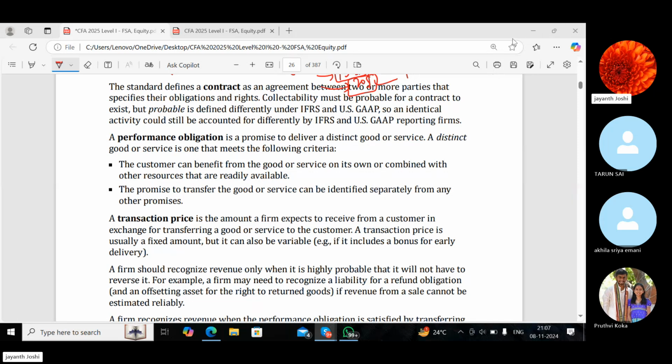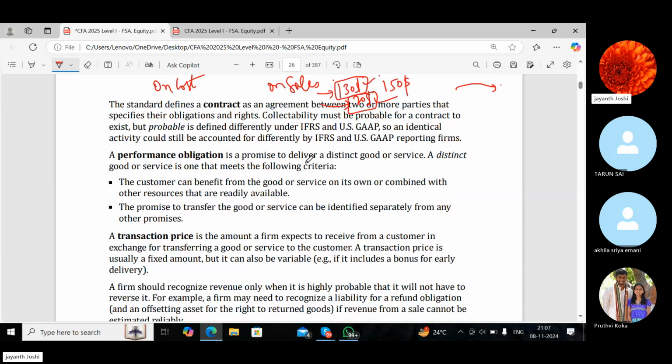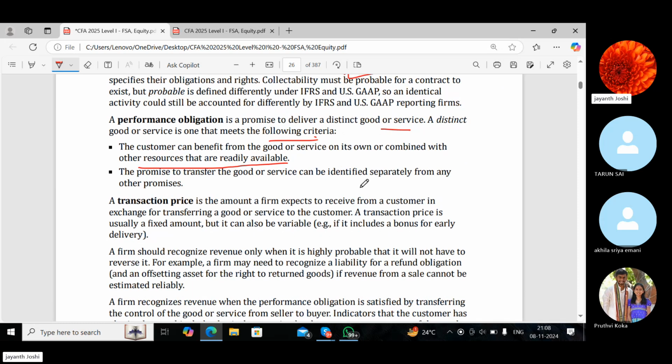The points will give you certain details. A performance obligation is a promise to deliver a distinct good or service. A distinct good or service is one that meets the following criteria: the customer can benefit from the good or service on its own or combined with other resources that are readily available. So customers should benefit from the good for which they are ready to pay, or the service you are going to provide them. And the promise to transfer the good or service can be identified separately from any other promises. You may make many promises, but the promise to transfer the good is the paramount one under your performance obligation.